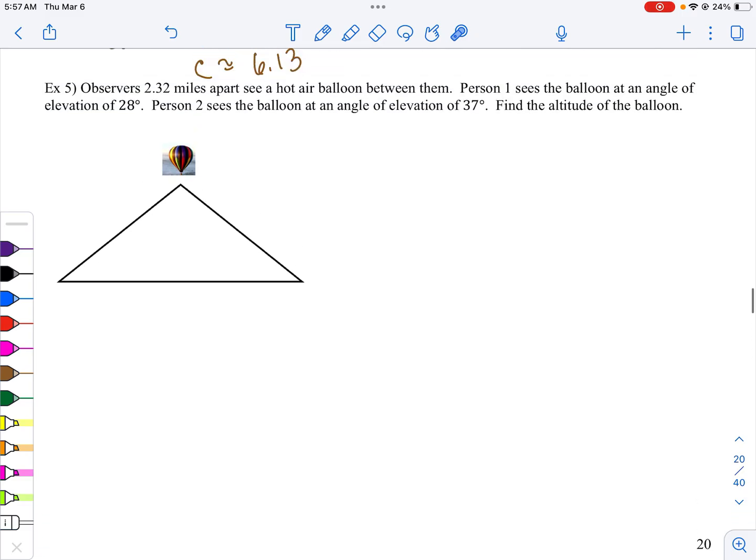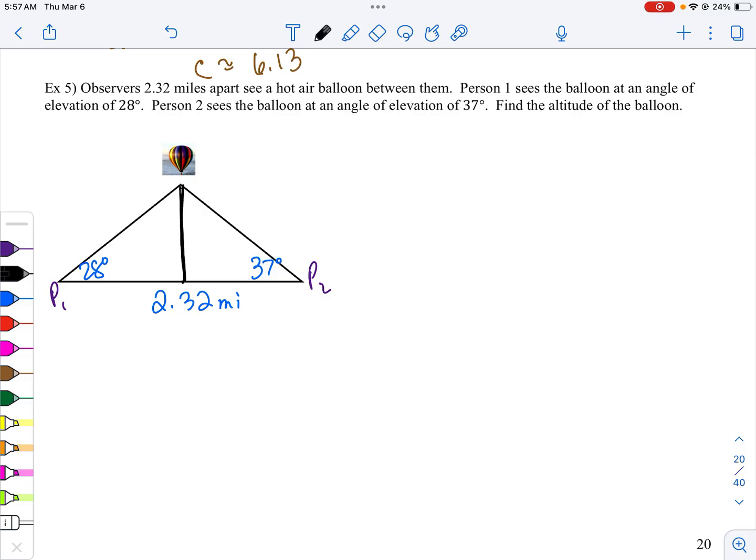So it says, observers 2.3 miles apart see a hot air balloon in the sky. All right, so I'm going to put person 1 right here, and I'm going to put person 2 over here. Okay, and we know that in between them is 2.32 miles. It says person 1 sees the balloon at an angle of elevation of 28 degrees. So that means that angle inside my triangle is 28 degrees. And it says person 2 sees that balloon at 37 degrees.